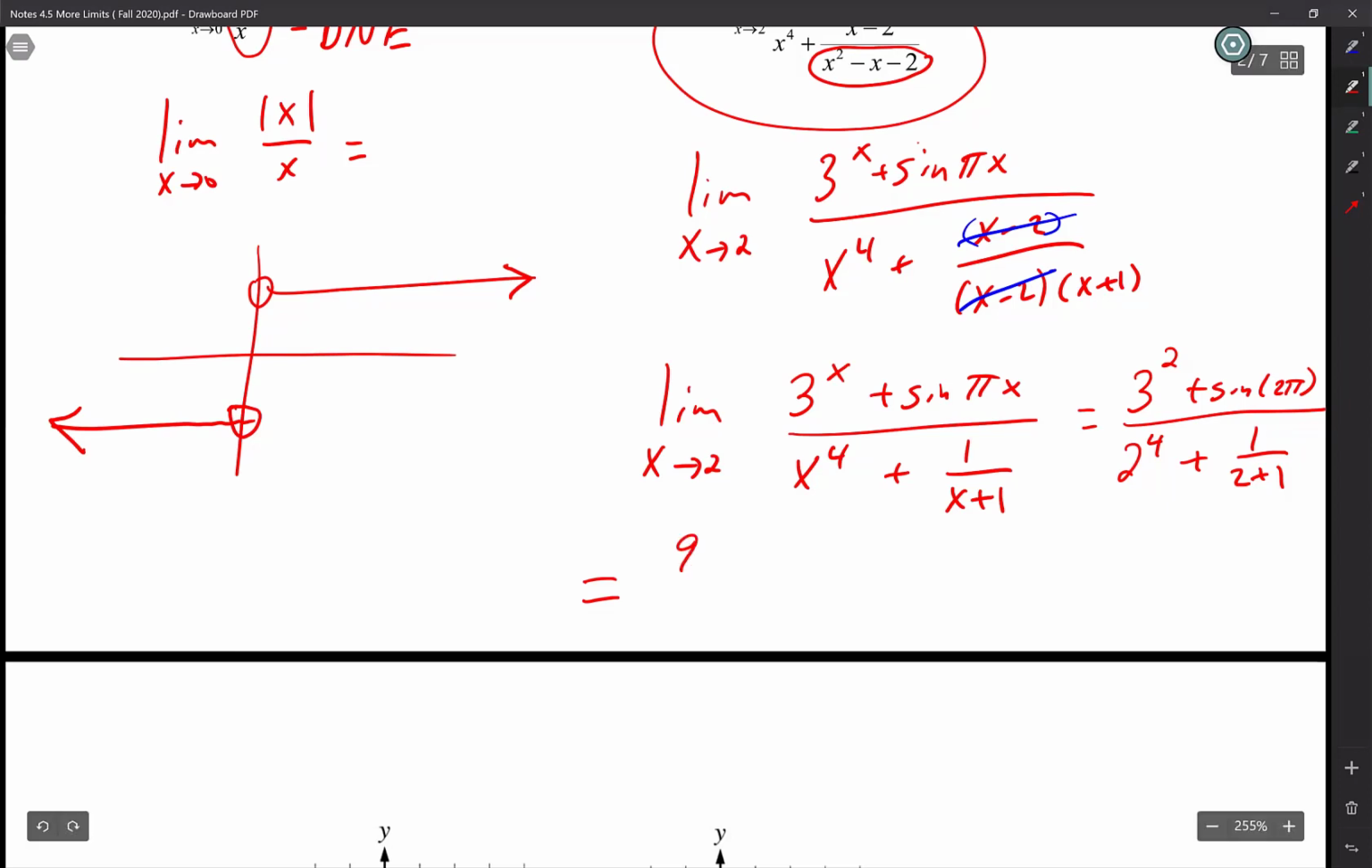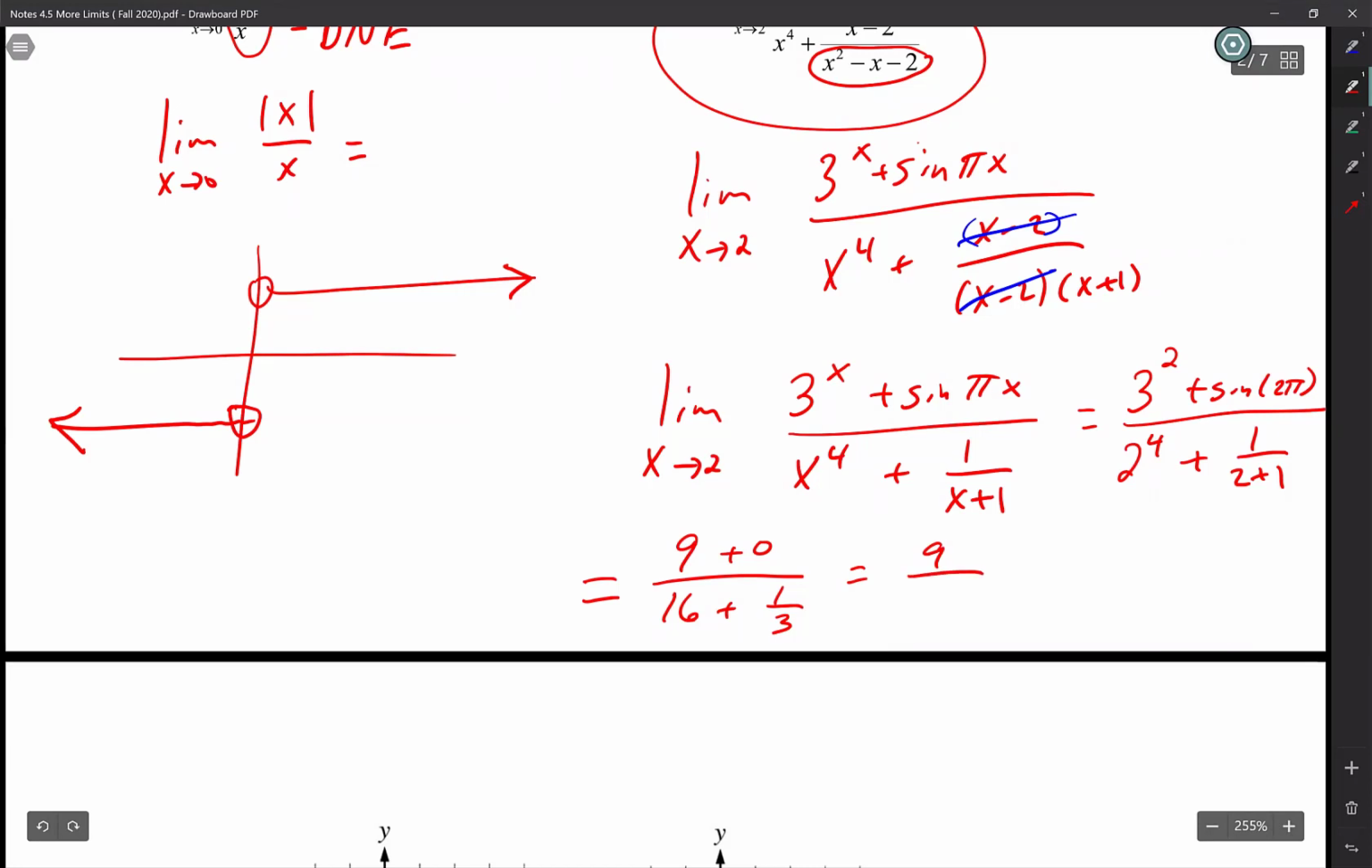3 squared is 9. Plus 0 over, let's see, 2 to the 4. 2 times 2 is 4. 4 times 2 is 8. 8 times 2 is 16. Plus 1/3. Oh, that's nasty. I guess if you want to get a number, we got to fix it, right? So let's go ahead and fix it.